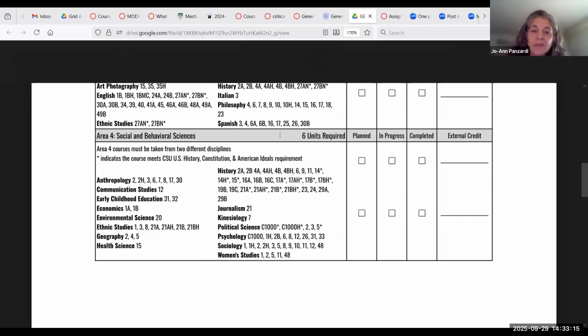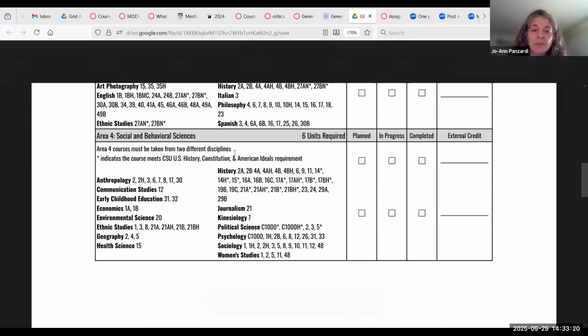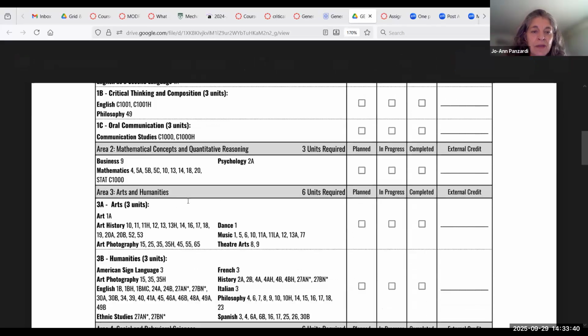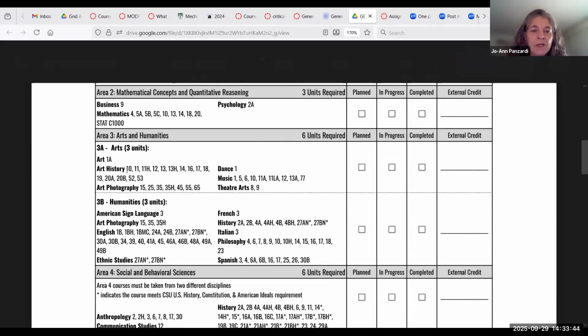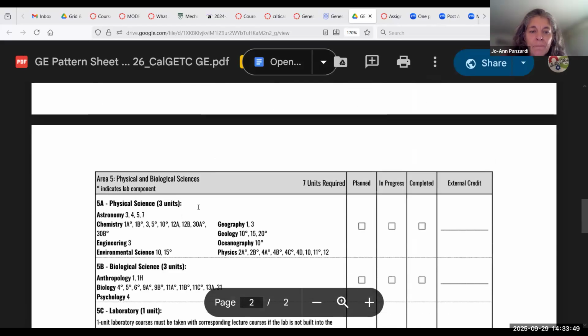Area 4, you need 6 units. It says area 4 must be taken from 2 different disciplines. So you can't take 2 history classes. You can take a history and an anthro class. All right, so these are transfer requirements too. It's just not the major core courses you need, it's general education. So you need these 3 classes, right? You need 1 3-unit math class, but you're going to have taken that. You need 1 3A, you need 1 3B, and you need 2 from area 4.